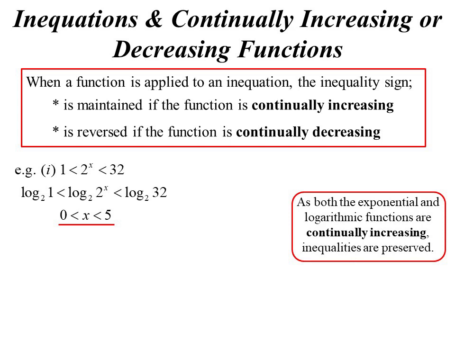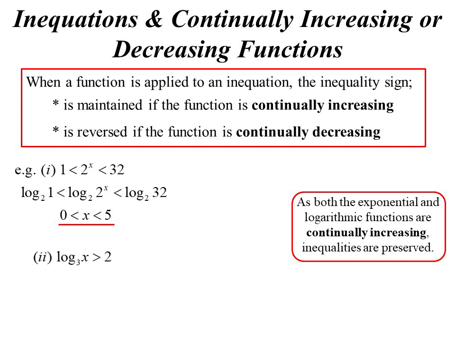On the left hand side, we had a rule that said log of 1 is always equal to 0. And then on the right side, I've got log of 32 base 2. Well, 2 to the power of 5 is 32, so that would be 5. I've got my answer. x must go between 0 and 5.